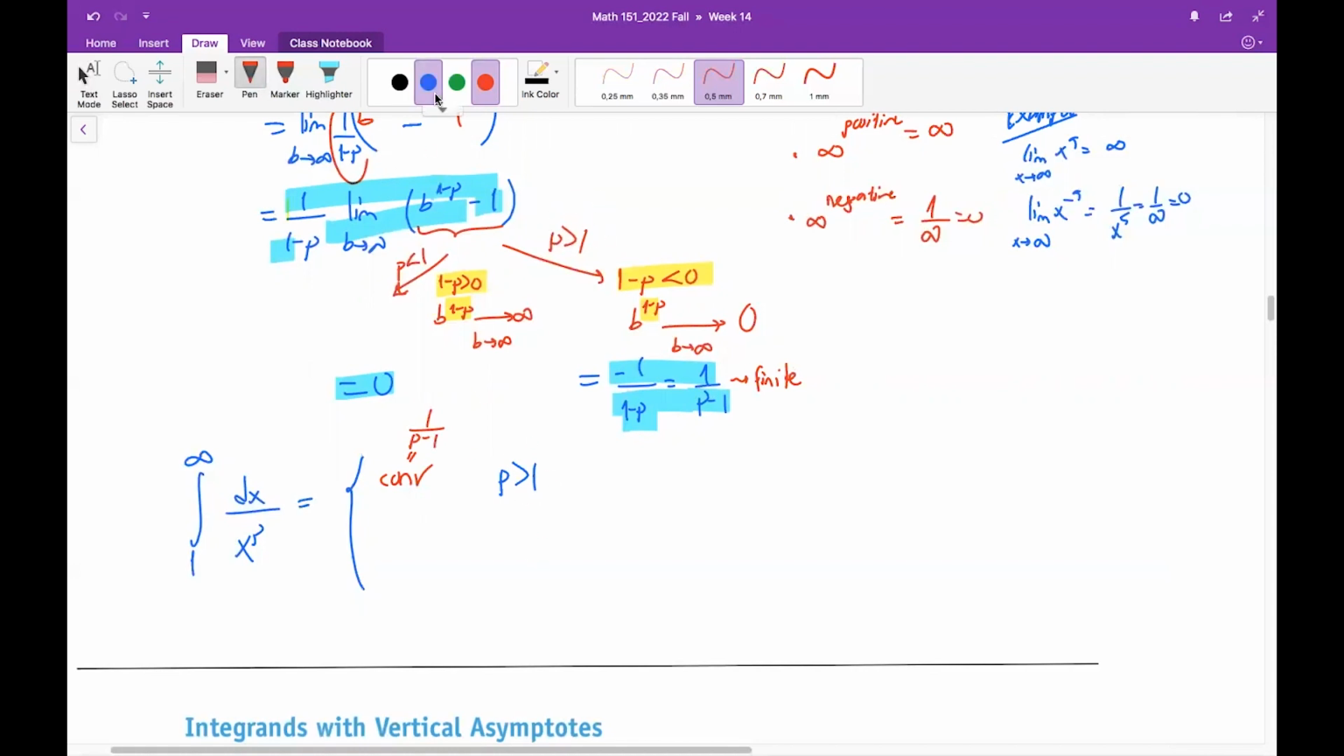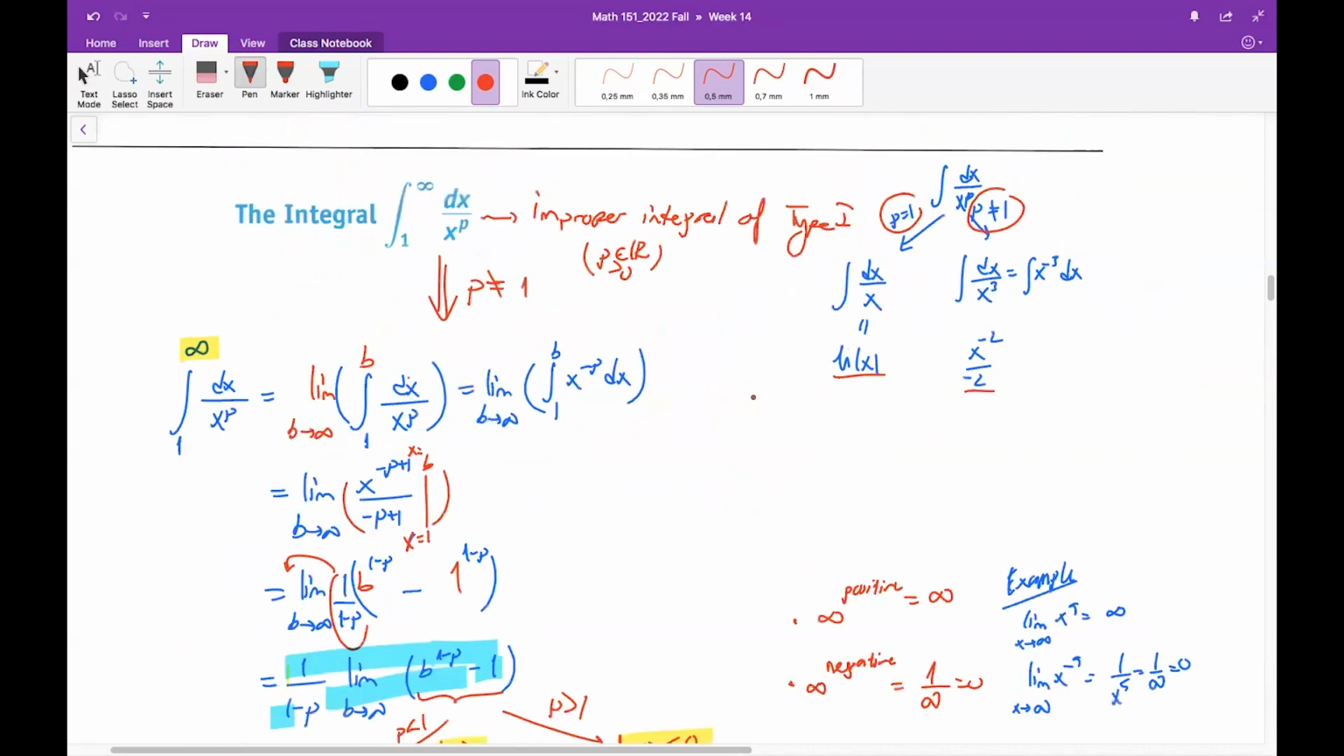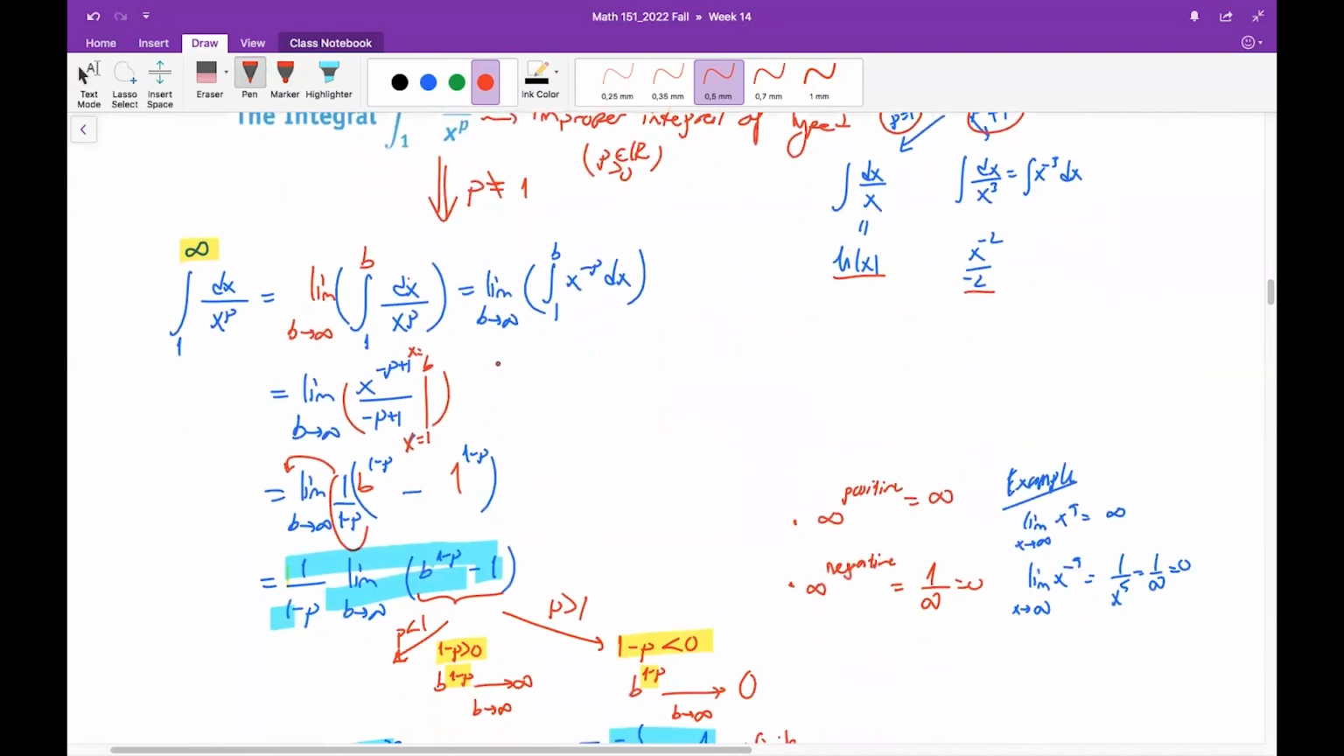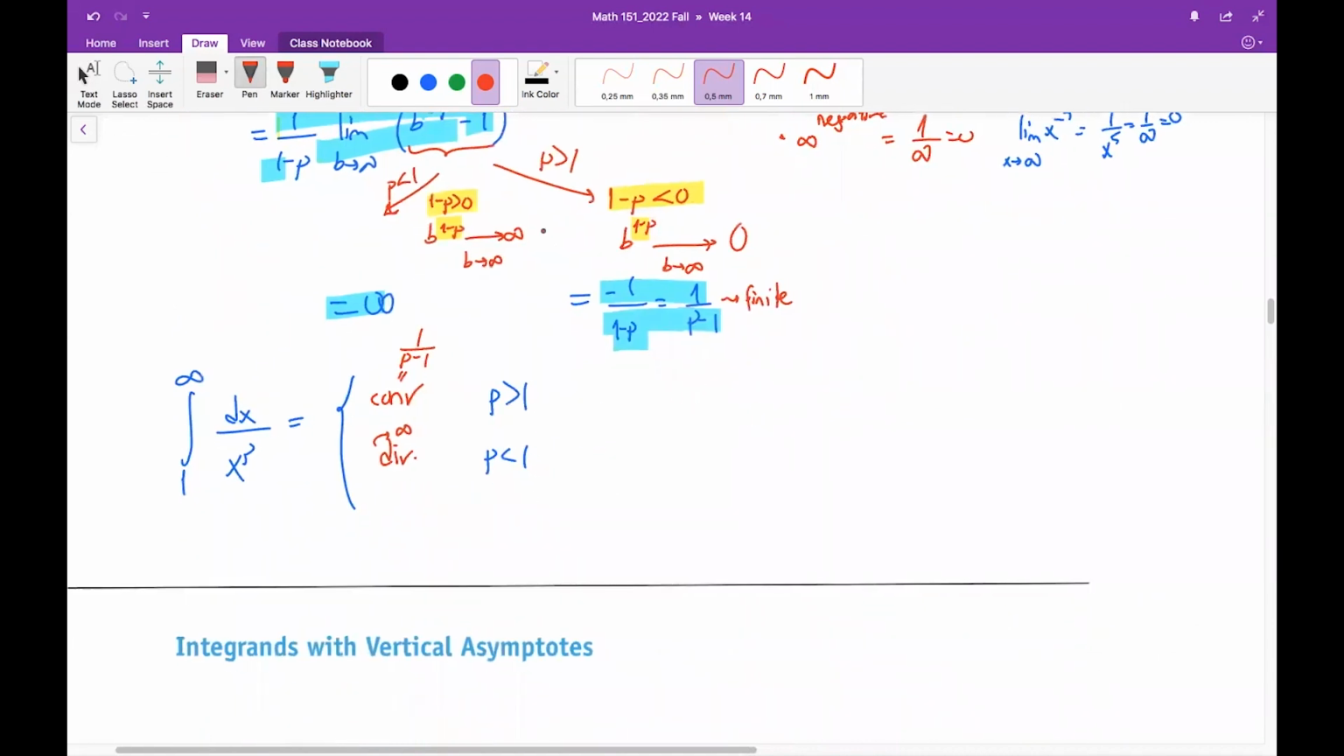What if p is less than 1? Then we obtain infinite as a result. Sorry, I wrote it 0, but it should be infinite, okay? So then the result is infinite. That's why this improper integral is divergent. It diverges to infinity. The only remaining excluded case is when p equals 1. You see, we excluded it at the beginning. So let's also cover that case here.